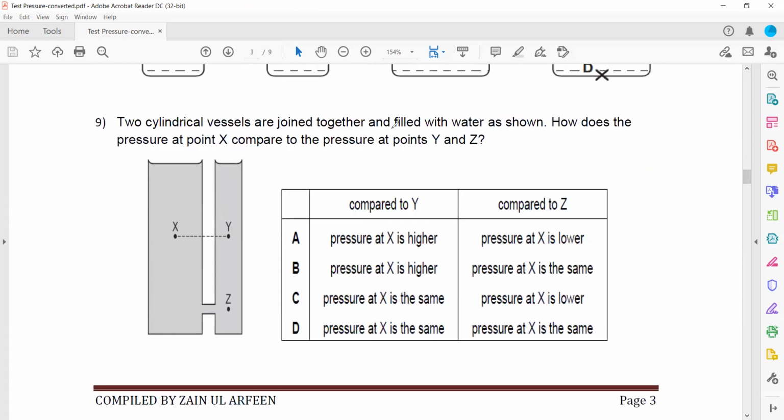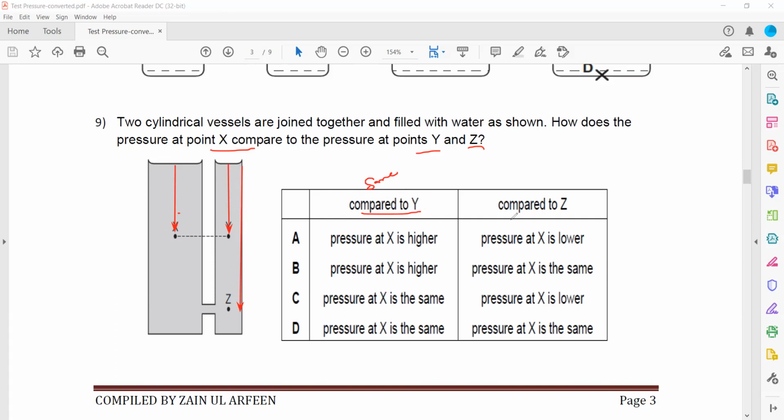Two cylindrical vessels are joined together, as you can see, and they're filled with liquid. How does the pressure at X compare with Y and Z? So pressure depends on density, and the liquid is same. So X and Y have the same depth, but Z is much deeper inside the liquid. So compared to Y, pressure at X will be same. Why same? Because they have the same depth.